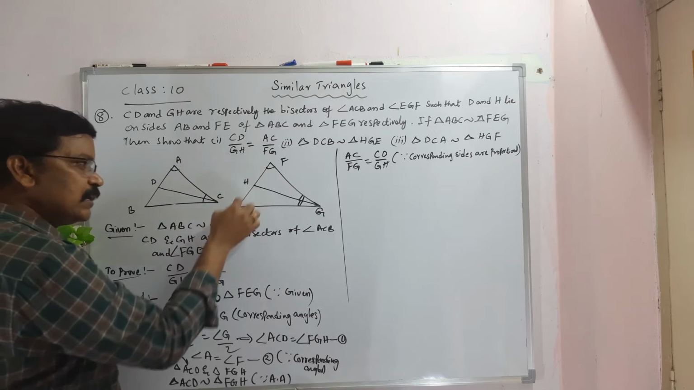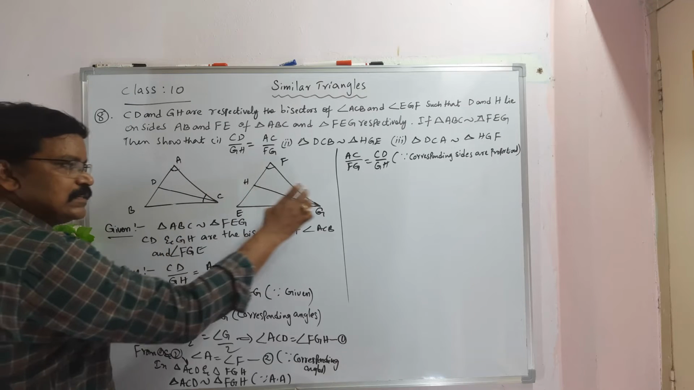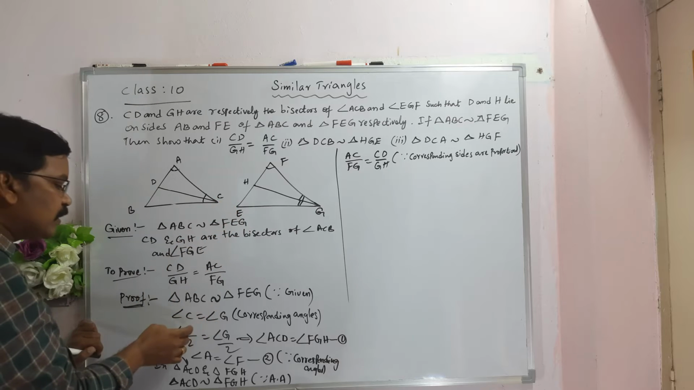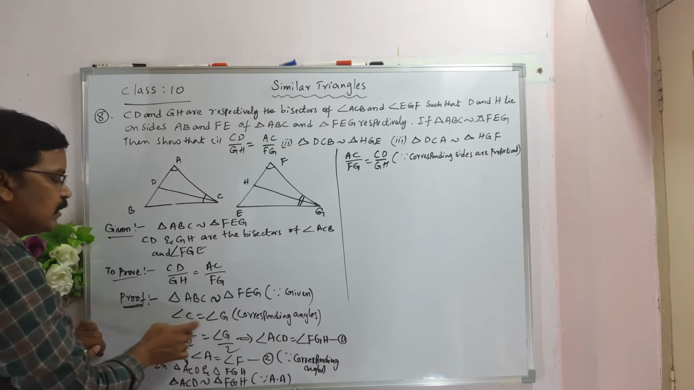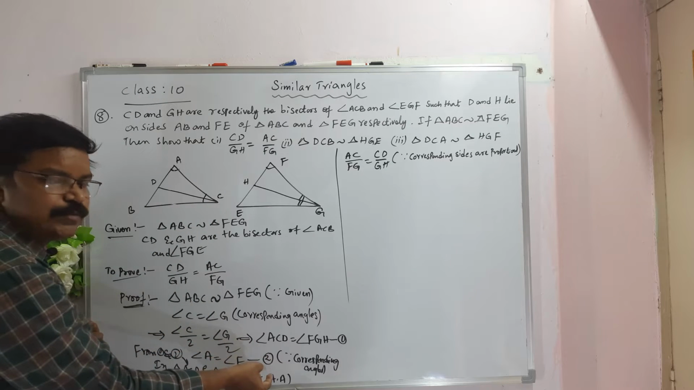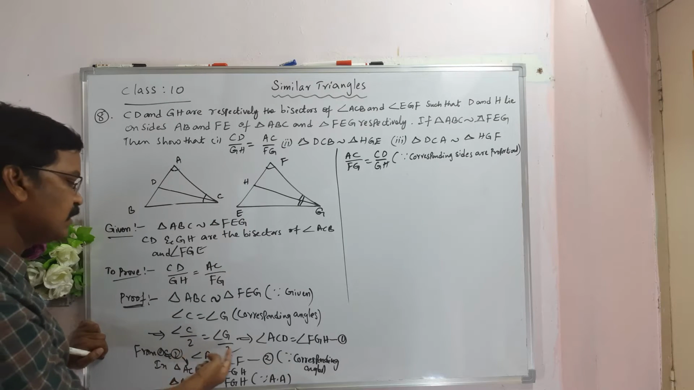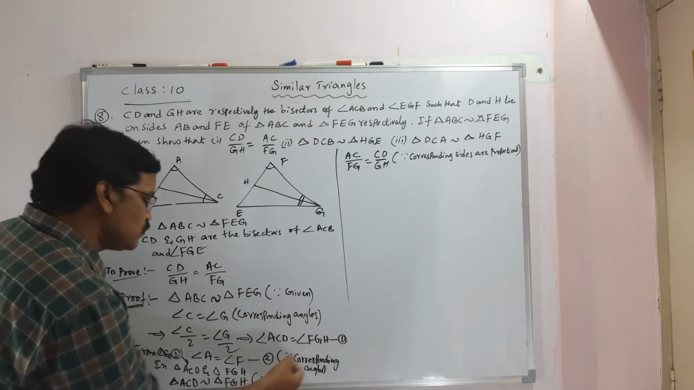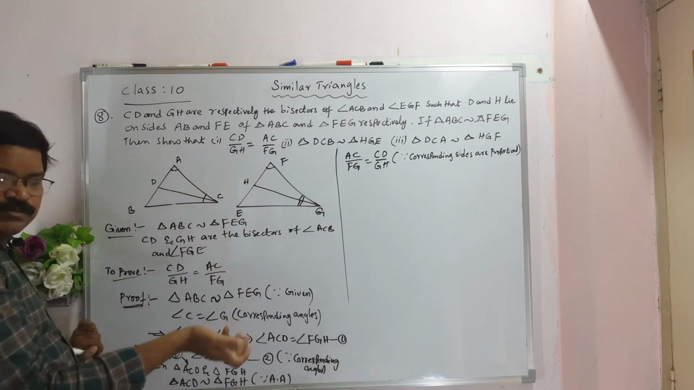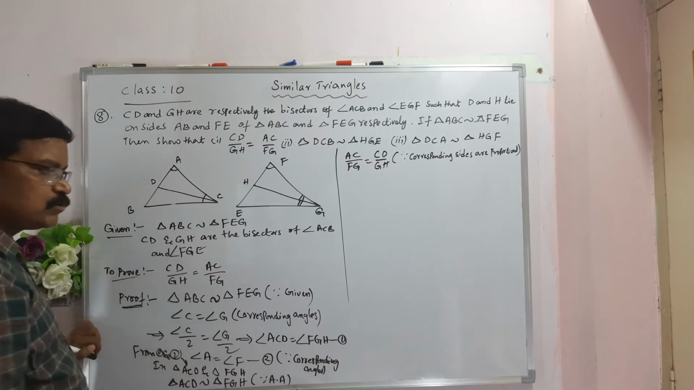triangle ABC and triangle FEG both are similar to each other here. Therefore, angle C and angle G are equal and angle A and angle F are also equal. I have taken angle C is equal to angle G, and I halve it. Angle C by 2 is equal to angle G by 2. That means angle ACD and angle FGH are equal. This is equation 1 and this is equation 2. So triangle ACD and triangle FGH are similar to each other. Why? According to AA similarity, the two triangles are similar.